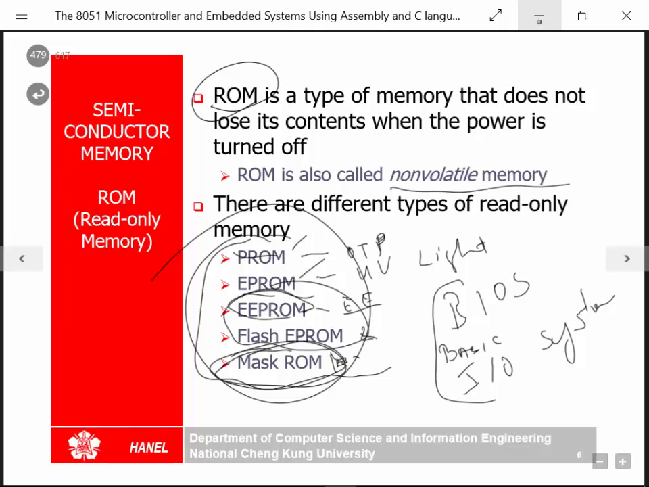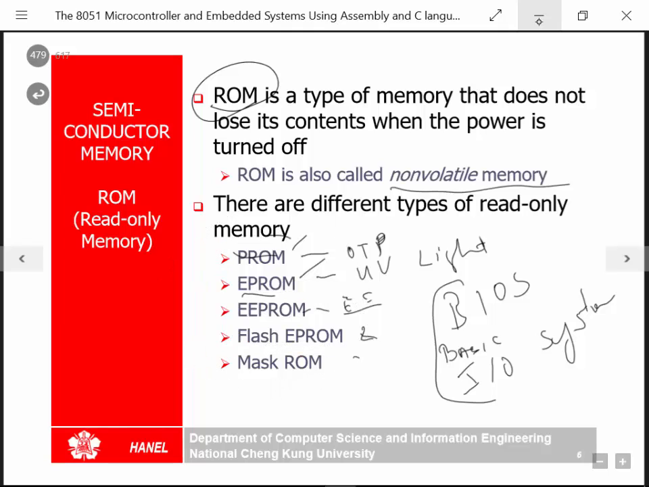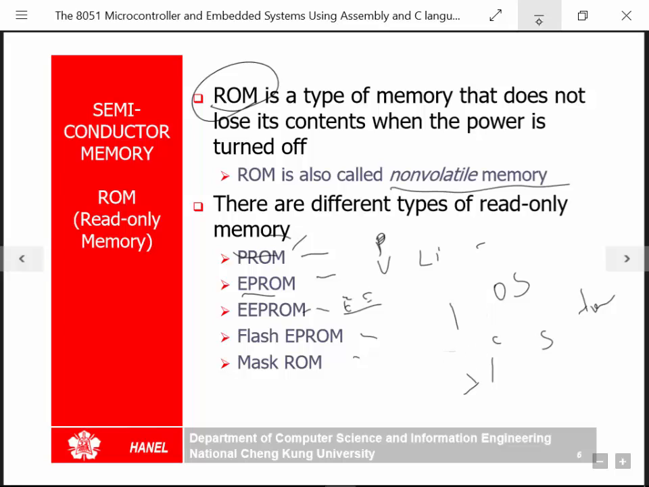Okay, now I got a lot to talk about on this slide here. Let me erase all my notes here. Actually, I'm not going to talk to this slide very long, because the following slides cover everything here. There are 6 types of ROMs. ROM is a type of memory that does not lose its data when you turn the power off. It's also called non-volatile or read-only memory.